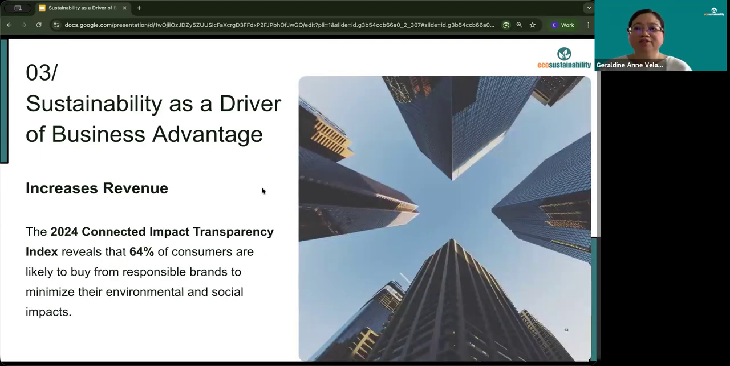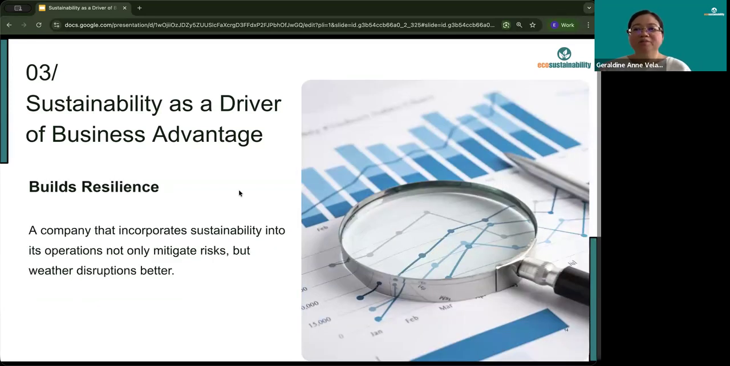There is a growing market for sustainable products with millennials and with Gen Z. The 2024 Connected Impact Transparency Index reveals that 64% of consumers are likely to buy from responsible brands to minimize their environmental and social impacts. Businesses that cater to this market can command premium pricing and grow faster. A company that incorporates sustainability into its operations not only mitigates risks, but weathers disruptions better and is able to capitalize on new opportunities in an evolving marketplace.